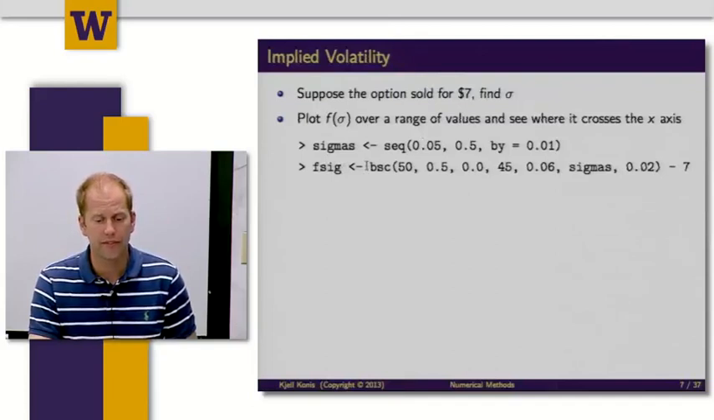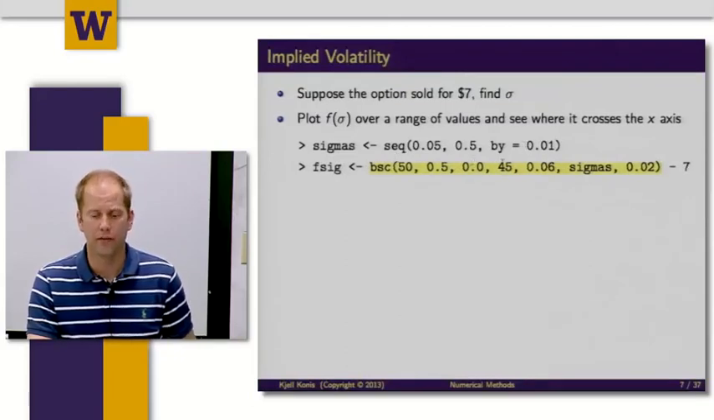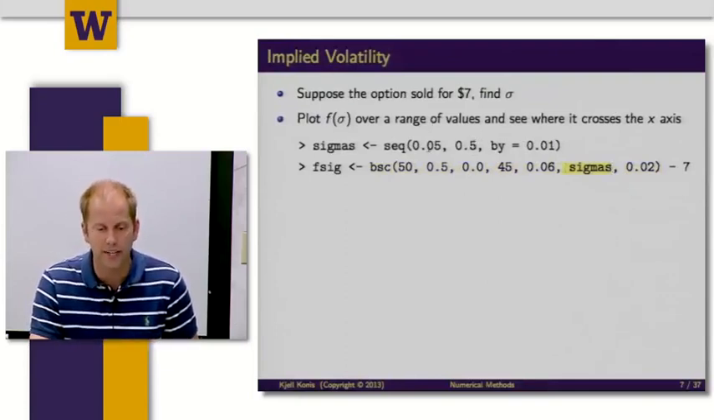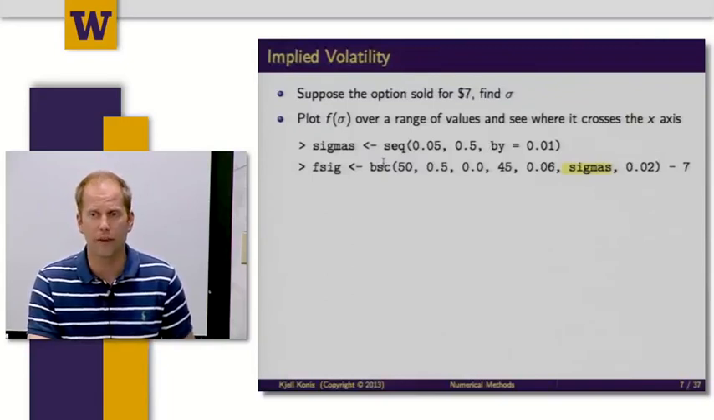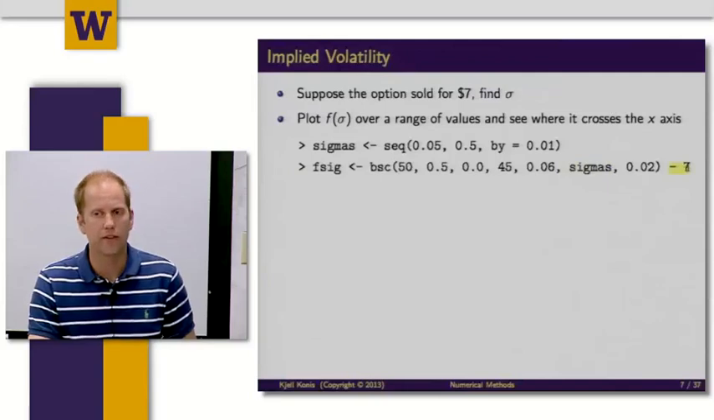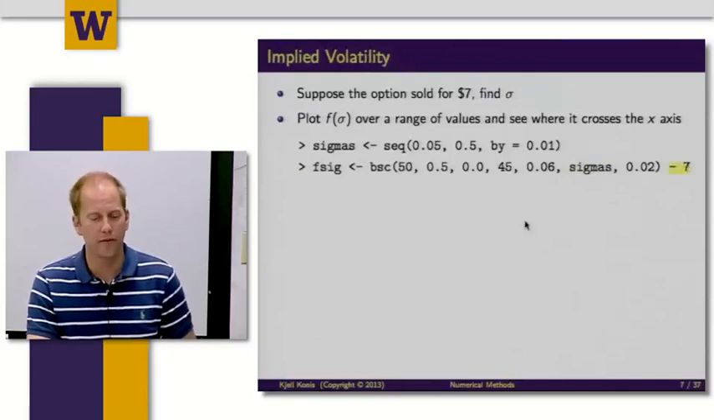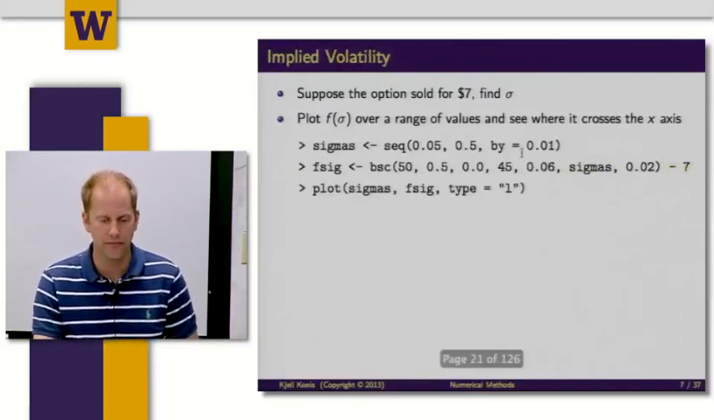Then fsig, I'm going to evaluate my Black-Scholes call price at all of the inputs that were fixed, and then at this entire vector of sigmas. So I think this will end up being maybe 46 different values of sigma. So this is going to give me 46 different Black-Scholes call prices corresponding to each one of those input sigmas. And then I'm going to subtract 7 from that. And hopefully one of these will be pretty close to 0.